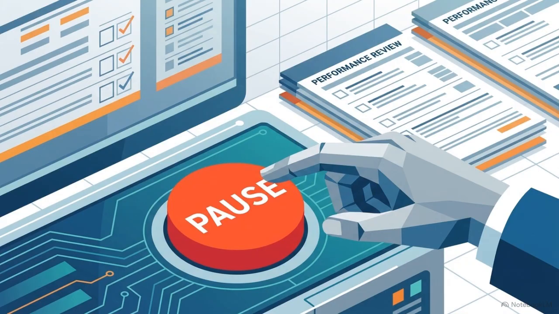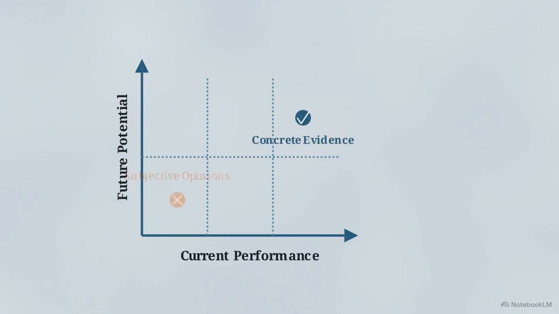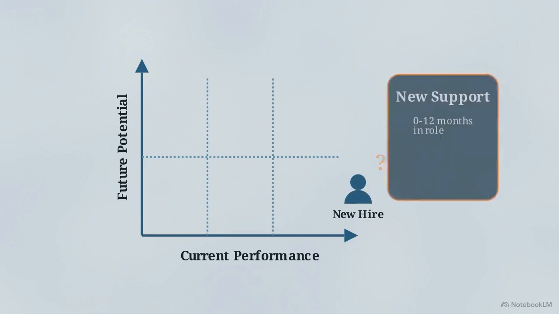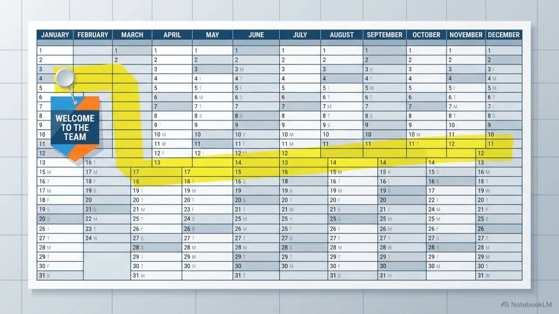Solving this requires a different approach to talent classification. An effective system needs a built-in pause button on judgment. The Empower 180 matrix maps 2 dimensions: current performance and future potential. To measure these, you need concrete evidence, not subjective opinions. New hires lack this evidence, so they are placed in a distinct category called new support, completely separated from standard performance plots. Entry rules are strictly defined.